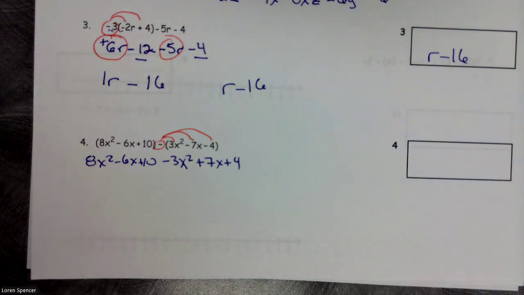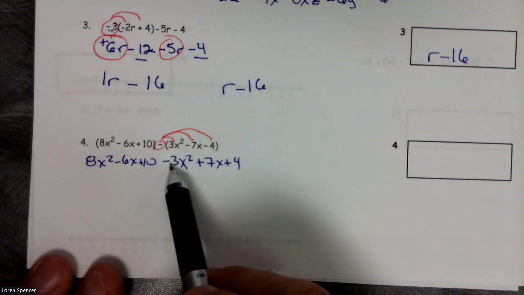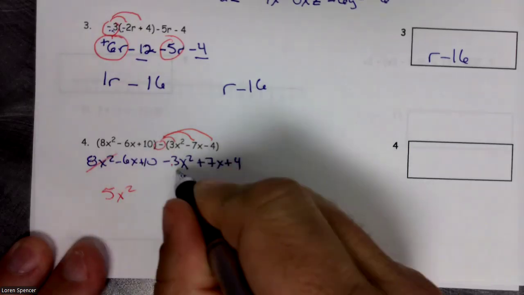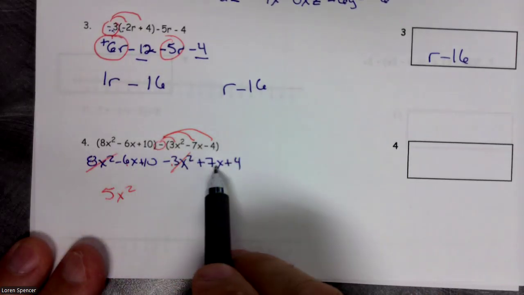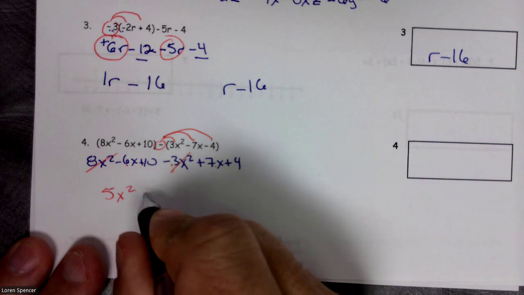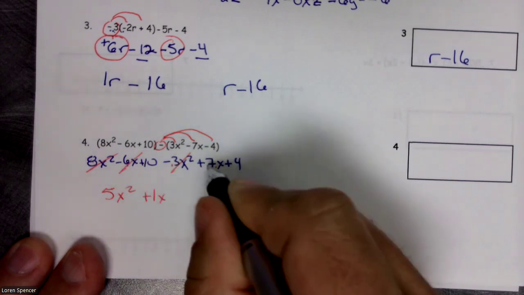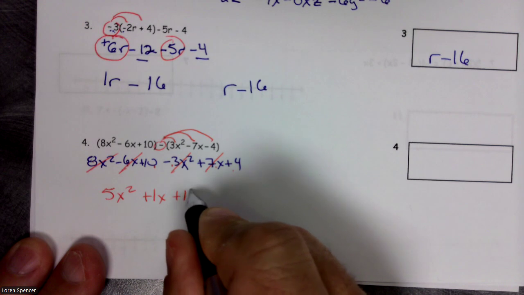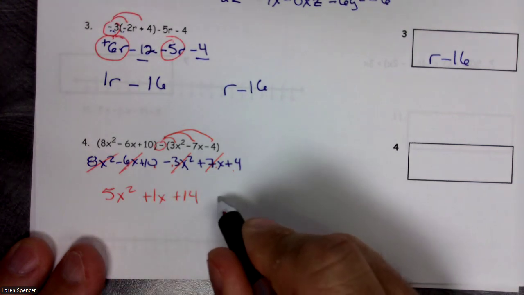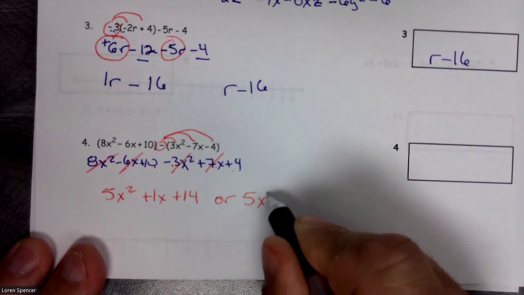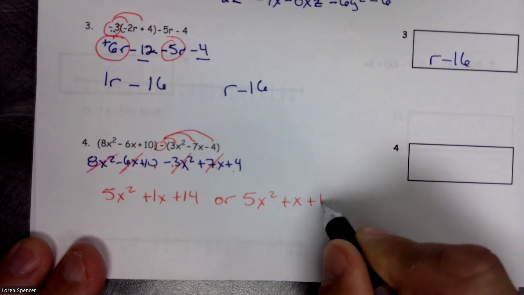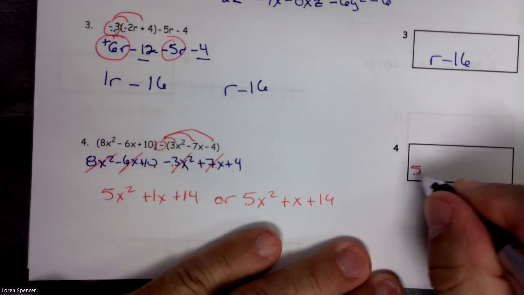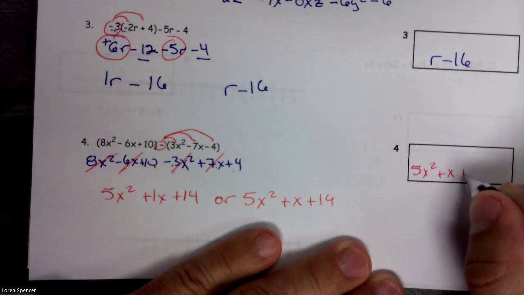Now we're going to combine like terms. Well, I can combine the 8x squared and the minus 3x squared, and that gives me 5x squared, because 8 minus 3 is 5, so this goes away. Then I have a negative 6x plus 7x, so that becomes a plus 1x, so that goes away. Now I have a plus 10 and a plus 4, and that becomes 14. Now you could write your answer like this, or 5x squared plus x plus 14, and that's the way I'm going to record it. So my answer over here is 5x squared plus x plus 14.